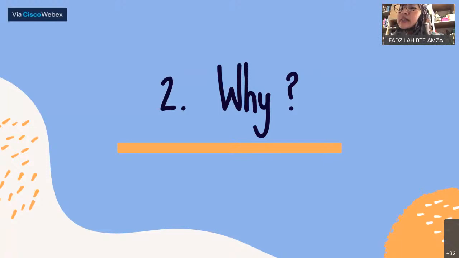Filza? Why do we actually need to transform ourselves from cognitivist, behaviorist to constructivist? Why? Could somebody say something? To be able to support the learners better. Okay, supporting the learners. Yeah. How, Filza? To be able to support the learners, why? Why do you need to support the learners? What does this have to do with the learners?